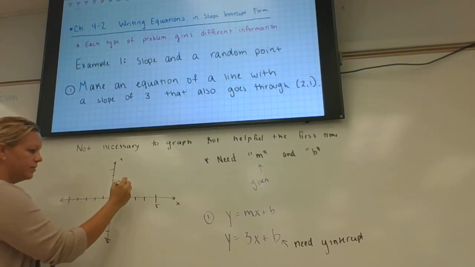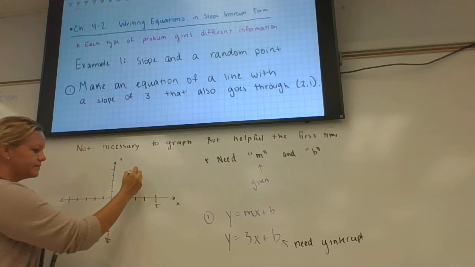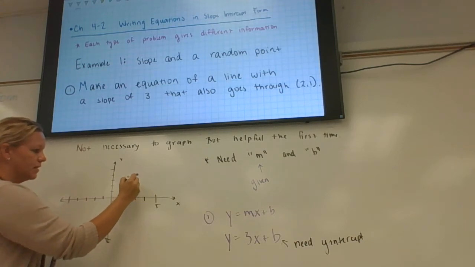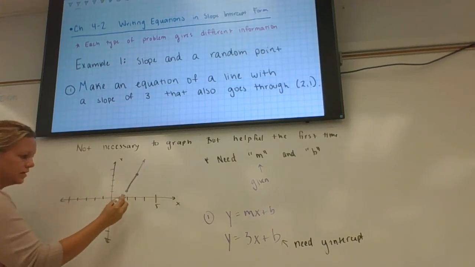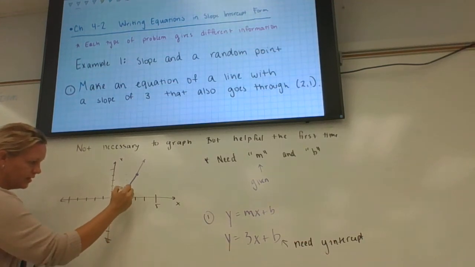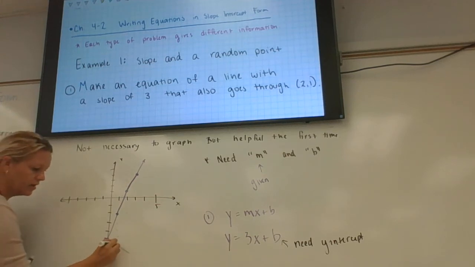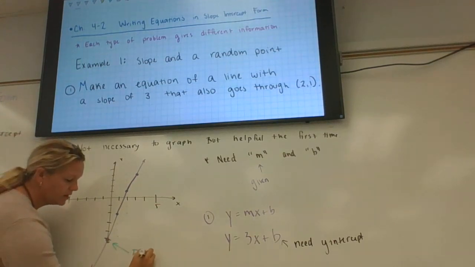So maybe I'll try drawing a picture and we'll figure out the y-intercept. So I'll count up 1, 2, 3 over 1. And then I'll count down 1, 2, 3 over 1. Okay, I'm getting closer to the y-intercept. I still don't know it. Count 1, 2, 3 over 1. And there it is. There's the y-intercept. So through graphing, we found b.